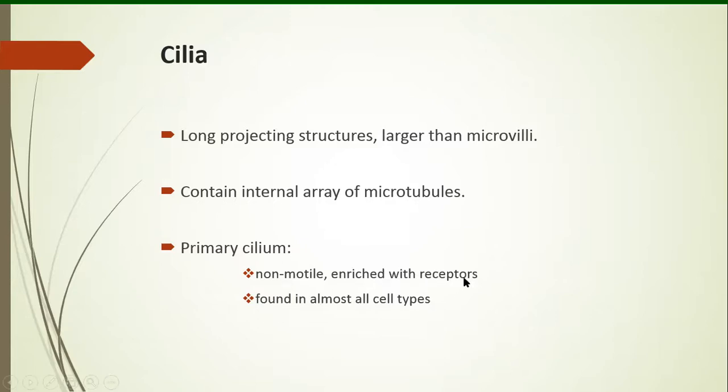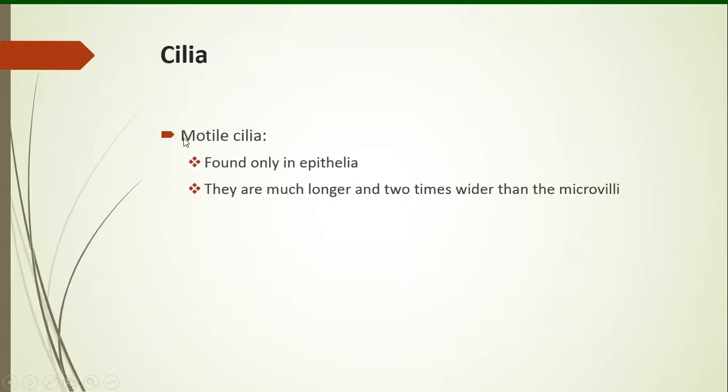So it contains chemosensors and osmosensors and mechanosensors, and it's found in almost all cell types. But we are going to talk about the motile cilia, which are found only in epithelium, and they are much longer and 2 times wider than the microvilli.